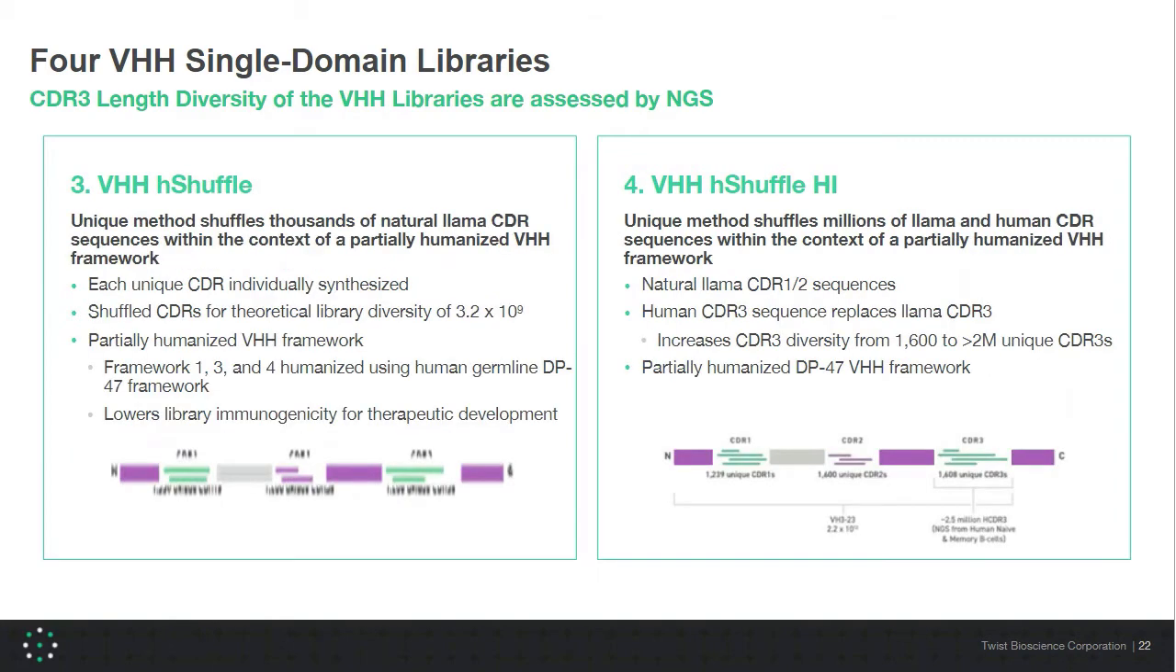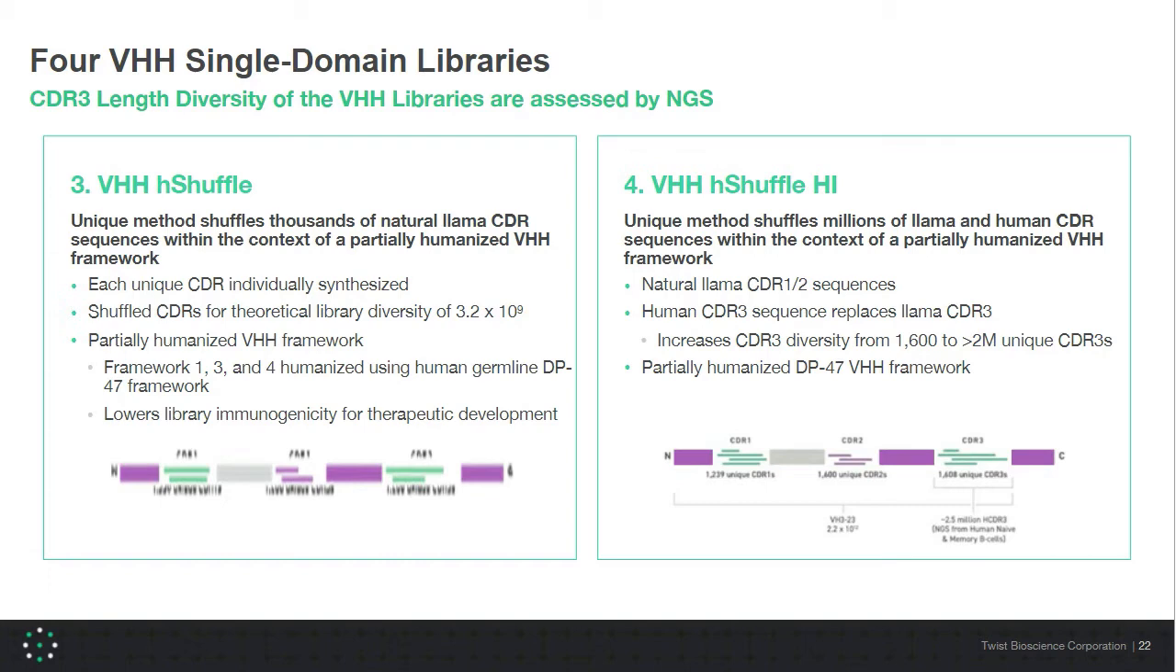And then finally, moving on, our third VHH library is our VHH human shuffle library. It's in a fully human scaffold, unlike the previous two, which were in a consensus llama scaffold. And again, we did the same type of shuffling approach where we just shuffled the CDRs directly from the database, but now in this humanized VHH scaffold.